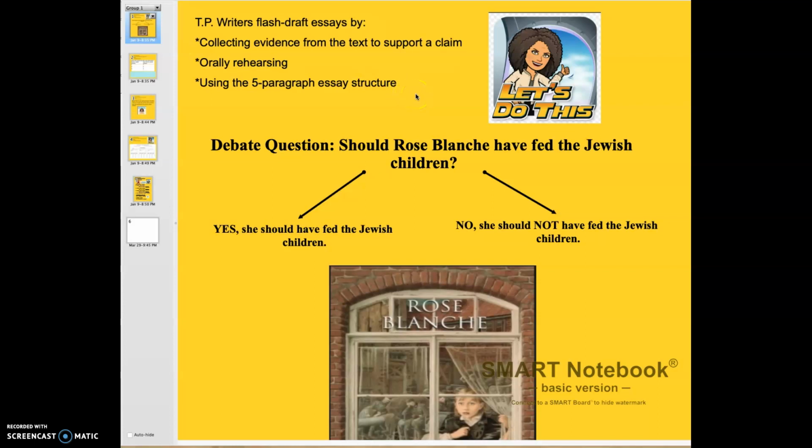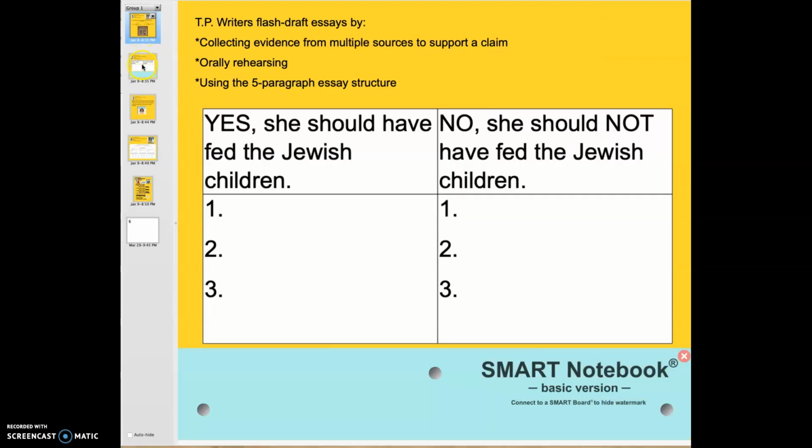So today we're going to do a whole class discussion based on our read aloud Rose Blanche. And we have to consider, did she do the right thing by feeding the Jewish children, or did she not do the right thing? We have to look into the text and provide evidence to support our thinking. We have to clearly state a claim and find evidence from the text.